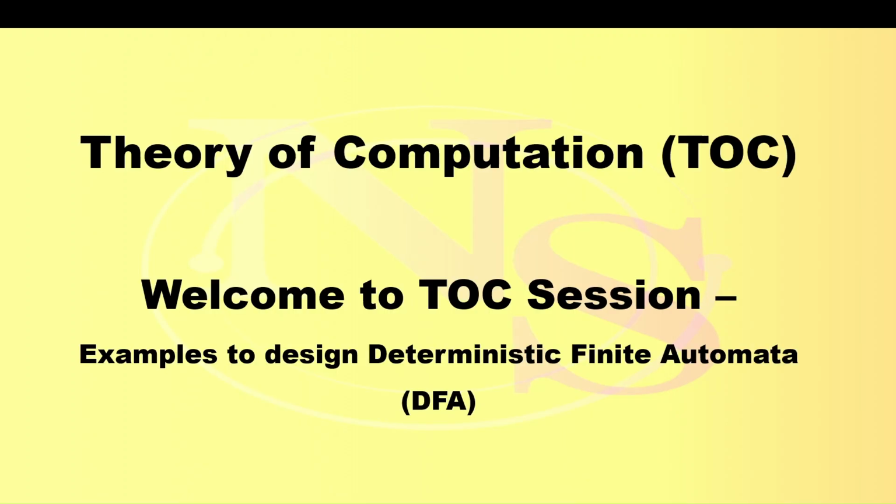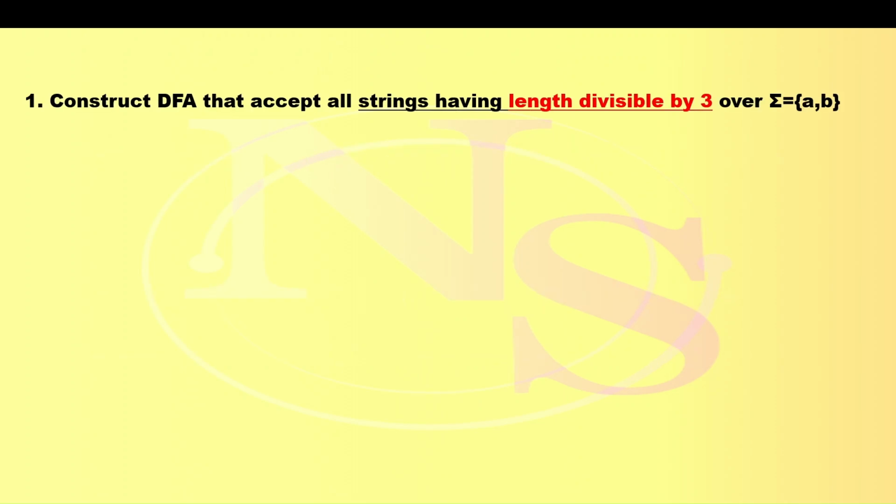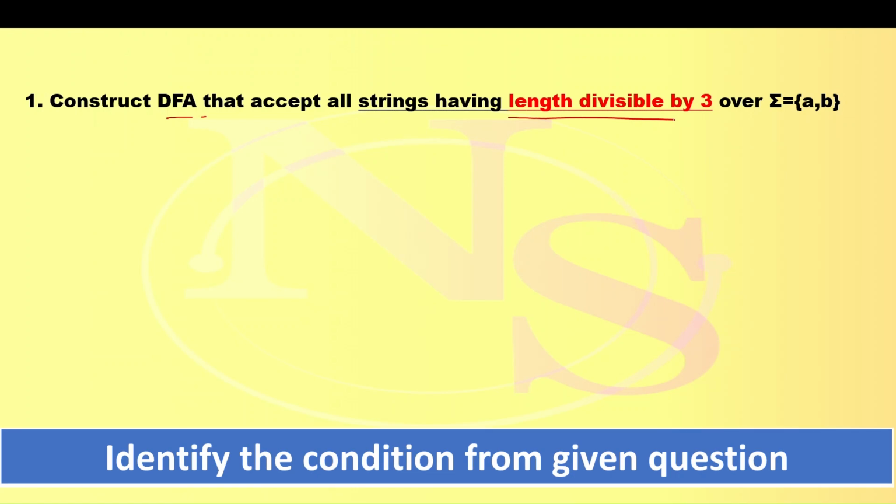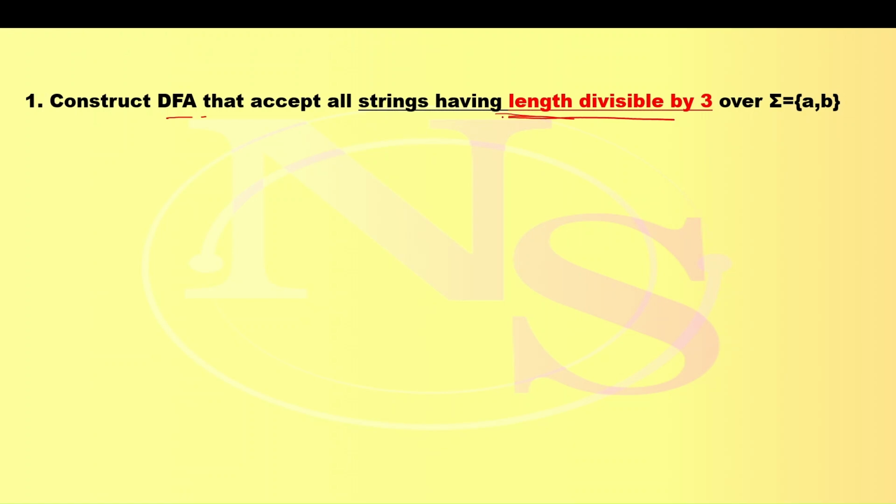Let's continue with a few more examples on designing of DFA. Here the question is: design a DFA that accepts all strings where the length of the string should be divisible by 3. First try to identify and understand the condition here. What's the condition? The length of the string should be divisible by 3.